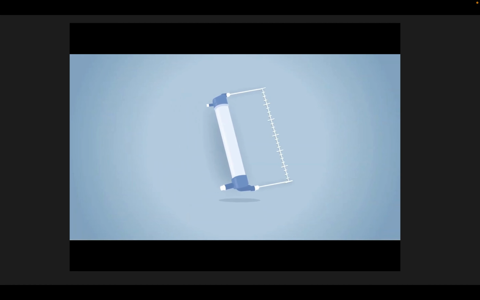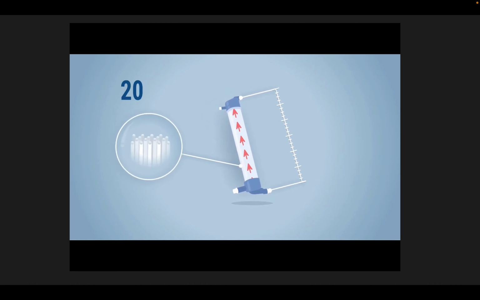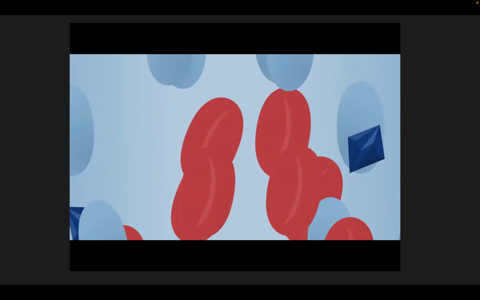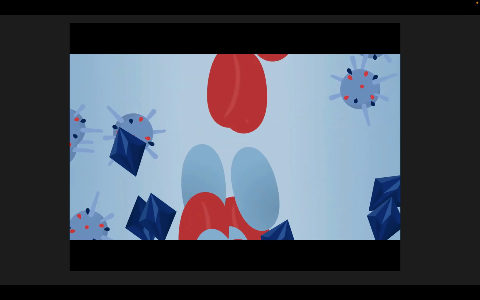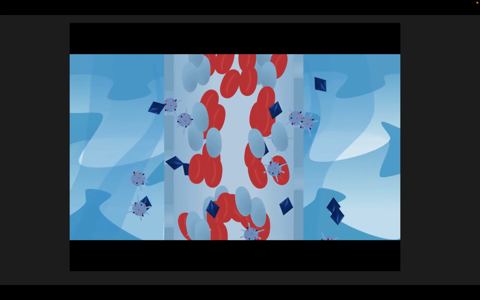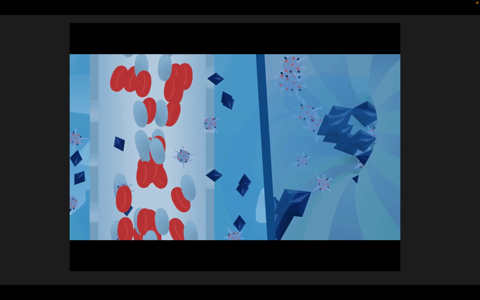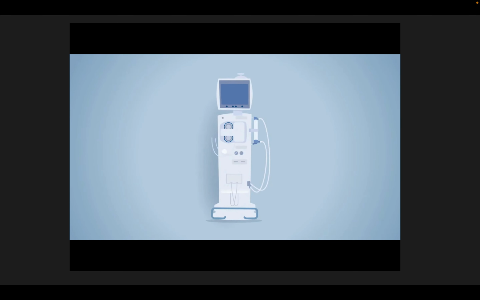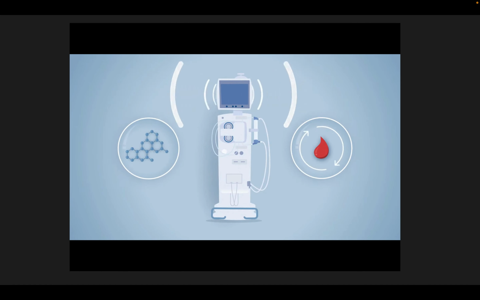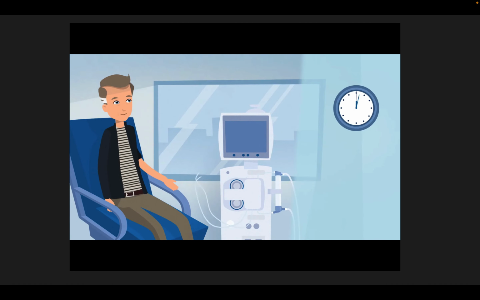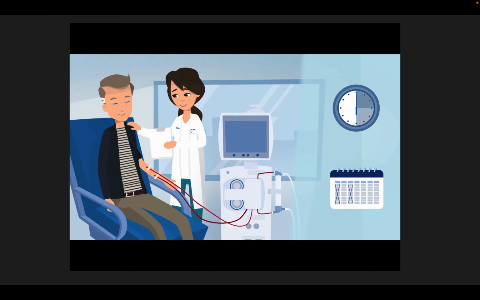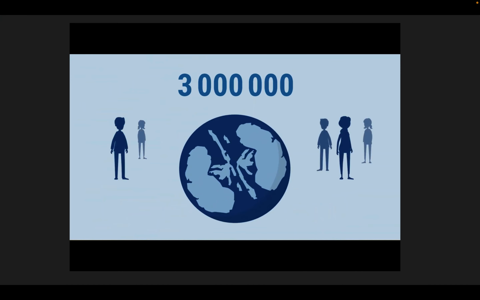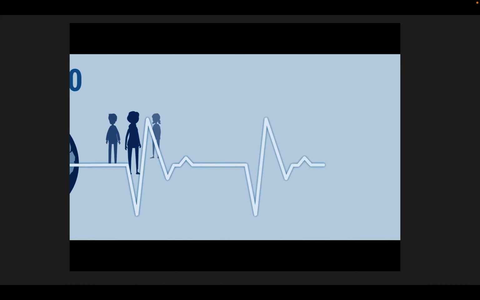Inside a plastic tube 30 centimeters long, about 12 inches, the blood flows through up to 20,000 hair fine fibers. Microscopic pores in the fibers filter out metabolic waste and excess water, which the dialysis fluid then carries away. As the blood cleansing process proceeds inside the dialyzer, a dialysis machine pumps the blood, administers anticoagulants, and monitors circulation. A treatment can take from 3 to 6 hours, usually 3 times a week. Chronic kidney failure afflicts more than 3 million people worldwide. Most require life-saving dialysis treatment.